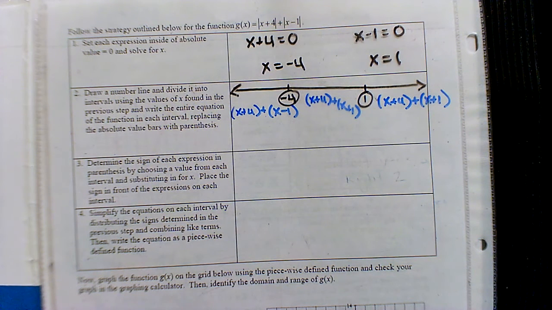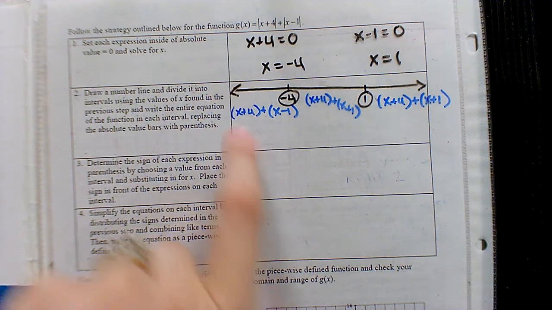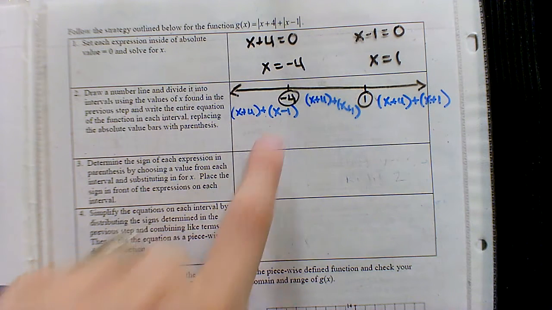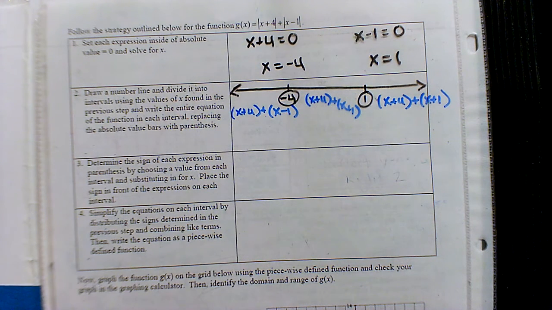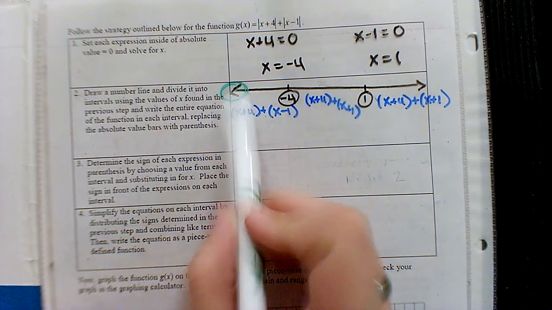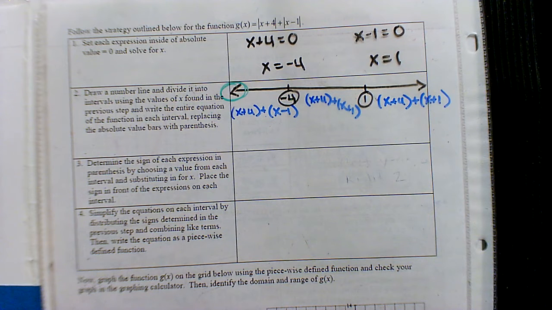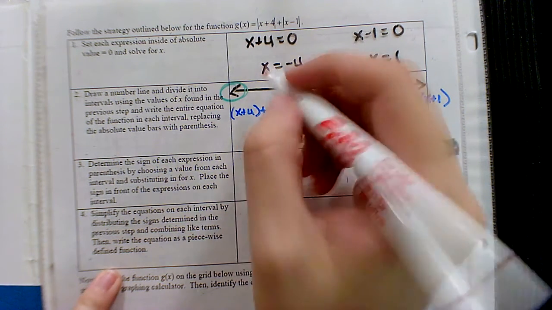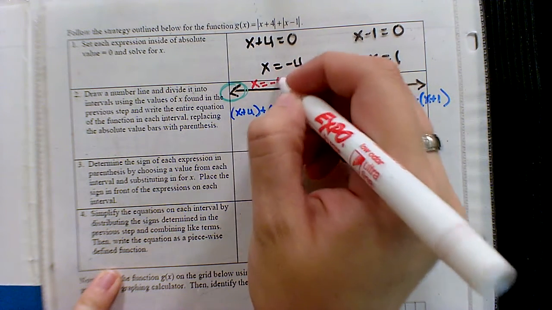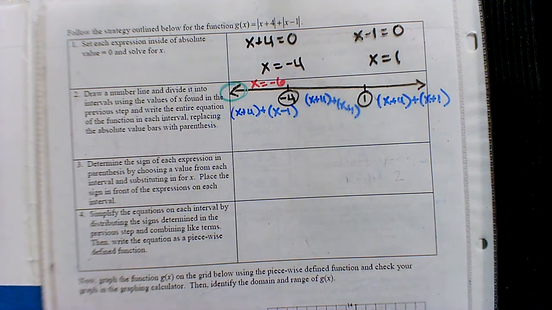Now that we have our number line set up, we have to figure out which of these quantities have positive or negative values within that interval. Our first interval is from negative infinity to negative 4. Pick any number you want between negative infinity and negative 4. Something easy. Negative 6. Maybe I'll write that up here: x equals negative 6. That's what we're picking.